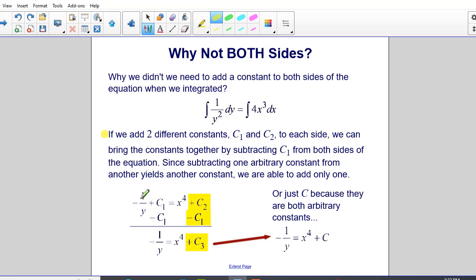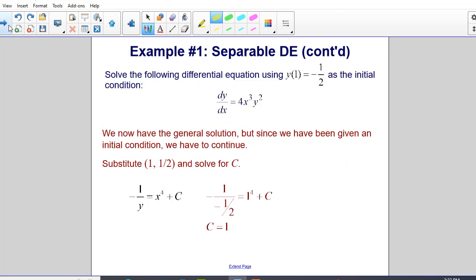So if I start off, let's say I have negative 1 over y plus c1 for my arbitrary constant on the left side is equal to x to the 4th plus c2 for my arbitrary constant on the right side. I subtract c1 from both sides, and I have negative 1 over y is equal to x to the 4th plus a brand new constant, we'll call that c3. And I could easily just rename that plain old c for my arbitrary constant. Now we have the general solution, but since we've been given an initial condition, we have to continue.